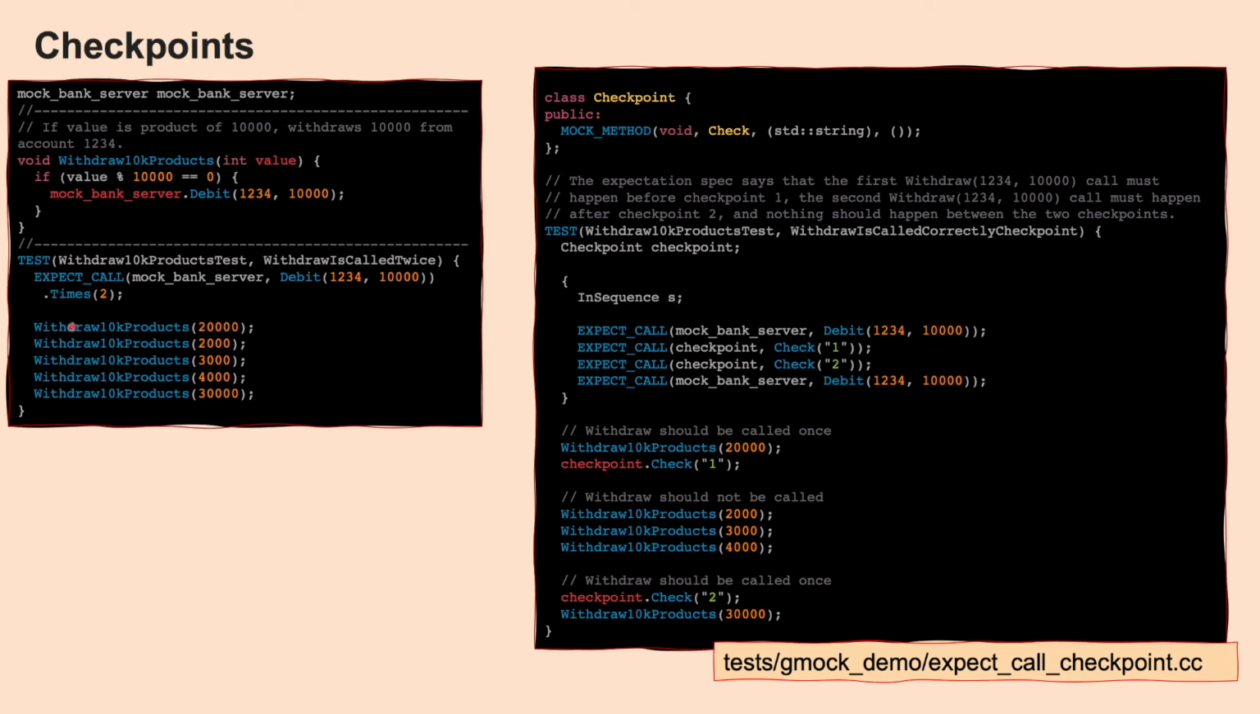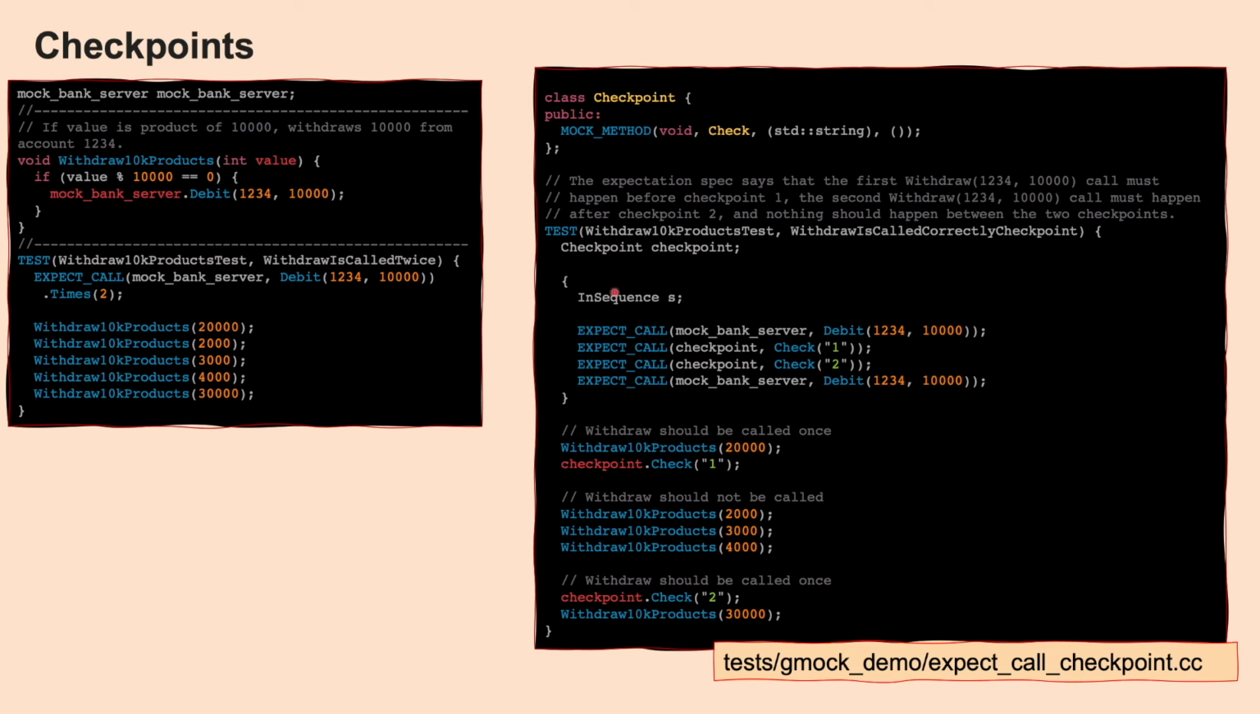And suppose I'm debugging my test and I want to know at what point after all of these calls, the debit function is actually called twice. I can do this by creating checkpoints. I can create a new mock class called checkpoint that has one function that takes a string parameter. Having this, I can create a mock of this object and enforce the following. Debit should be called with 1, 2, 3, 4 and value 10,000. Then check should be called with parameter 1, and then check should be called with parameter 2, and then finally debit should be called with 1, 2, 3, 4 and 10,000.